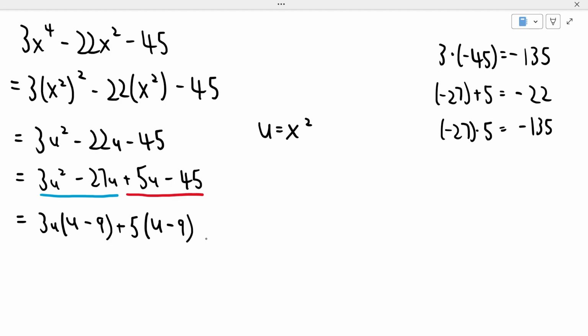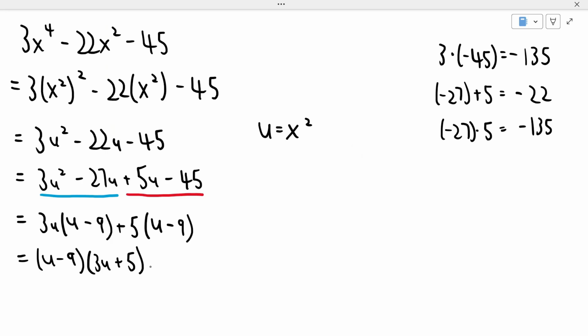So now we can clearly see that both terms have this u minus 9 term in common, so we'll factor out the u minus 9 from both terms. So if we factor out a u minus 9 from the first term, we're just left with 3u, and if we do that with the second term, we're left with the plus 5. So this expression is just factored as u minus 9 times 3u plus 5.